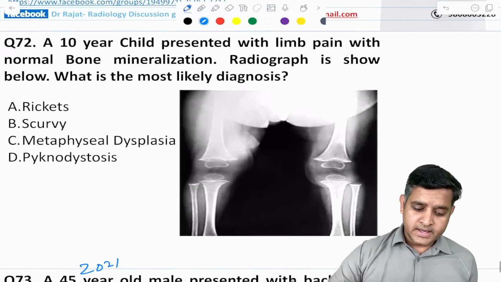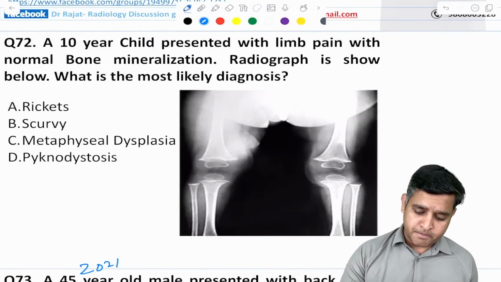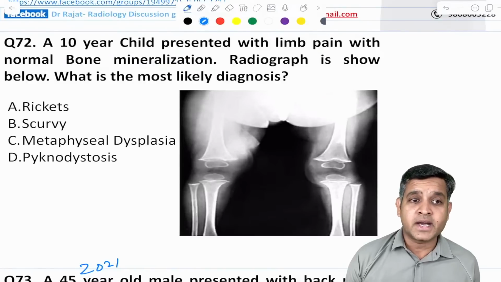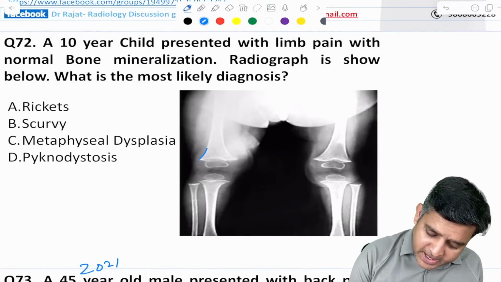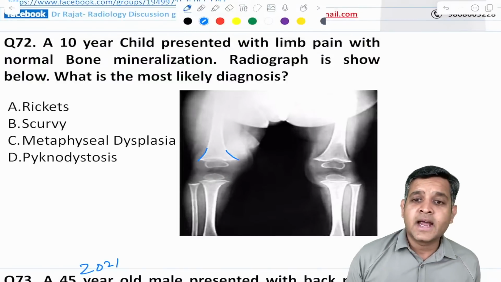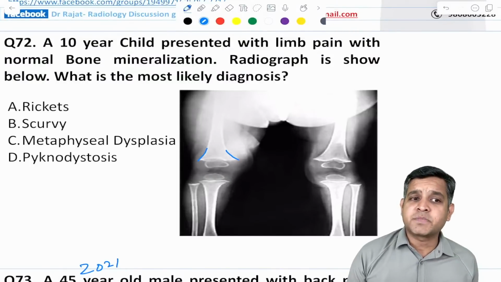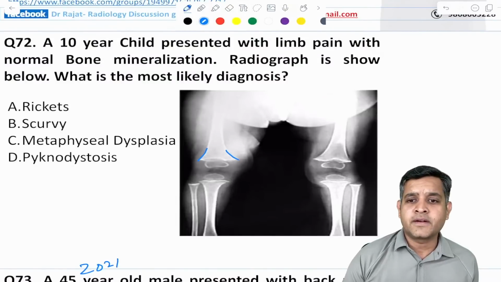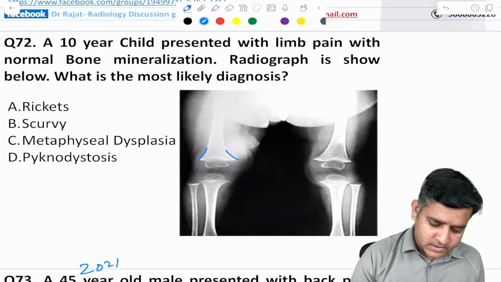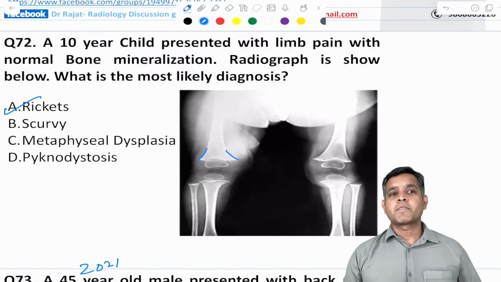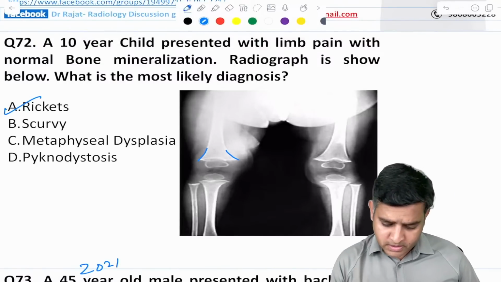72. A 10-year-old child presented with limb pain and normal bone mineralization. Radiograph is shown. What do you see? A classical splaying and fraying. What do we see? This is rickets.